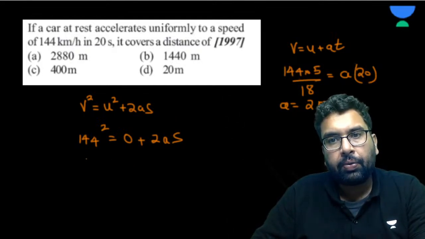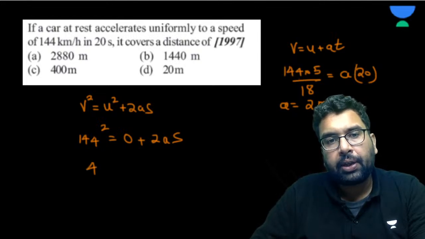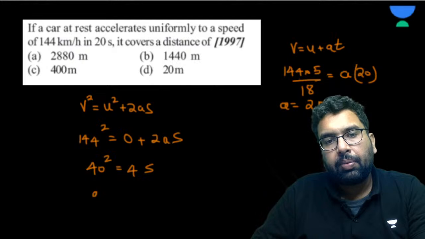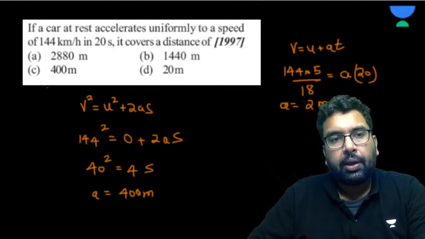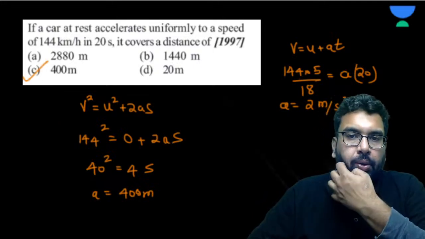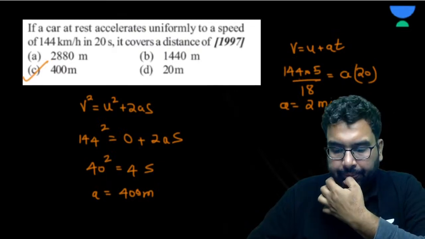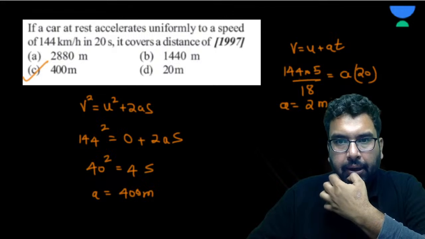So now here 144, when we convert it, this is 40. So if I write it like 5 by 18, this is becoming 40 square is equal to 2 into 2, that is 4 s. So what will it become? It is going to become 400 meter. Okay. So that is going to be the C option. Is that clear? Please answer me. Yes or no? Tell me if it is clear or not. Understood, guys? Yes or no?